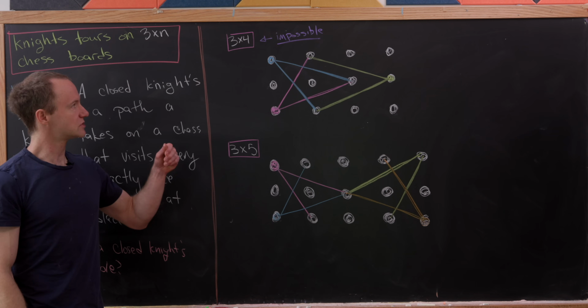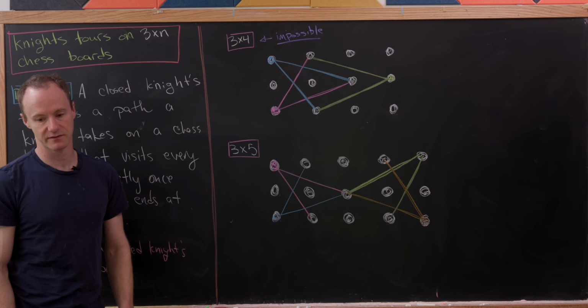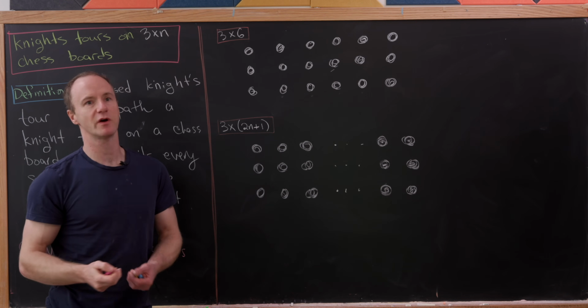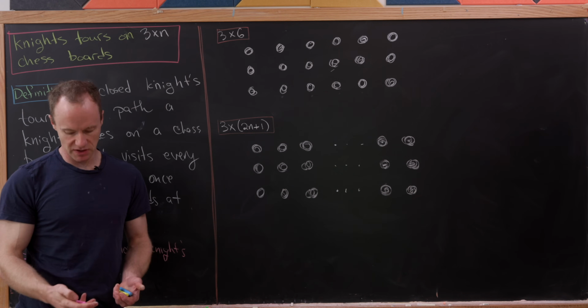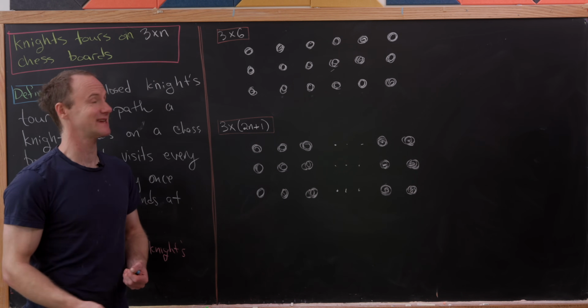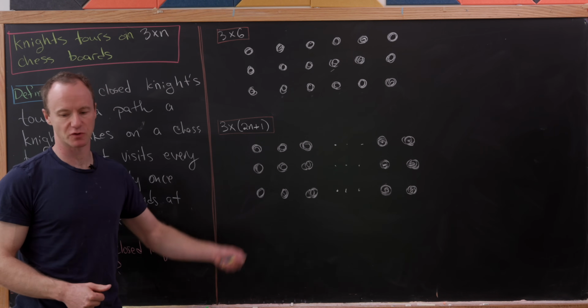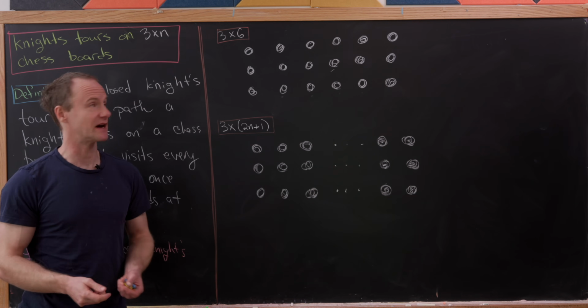Okay, so check it out. It's impossible in 3x4, it's impossible in 3x5. And now let's see if we can check 3x6. So we just played a game with 3x4 and 3x5 chessboards, and now let's look at what's going on with 3x6 and then 3 by some odd number chessboards. We can actually do these all at once, which is a pretty nice result.